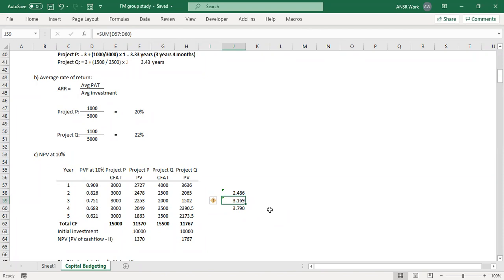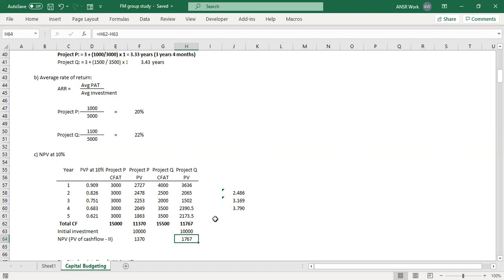Is that okay? Yeah, got it. Awesome. Now that we have got the cash flows from both the projects, for calculation of net present value, you simply deduct the initial investment, because you want to know how much net cash you're receiving from a particular project. So you simply deduct 10,000 from both of them. Now you're receiving 1,370 and 1,767 from project A and project Q respectively.